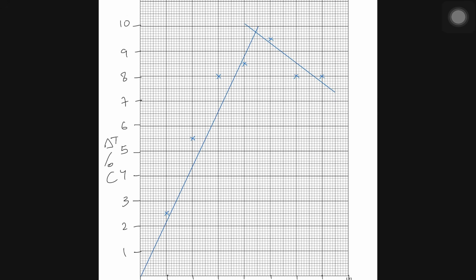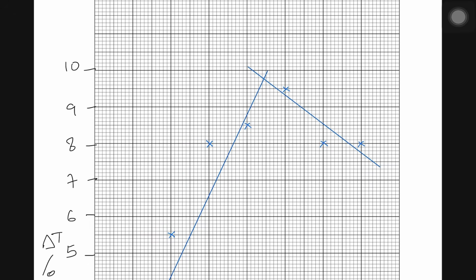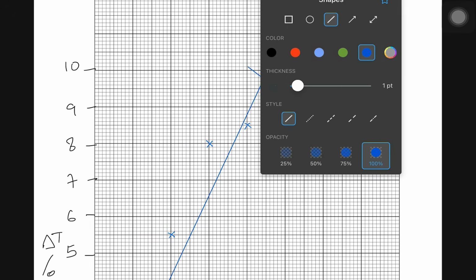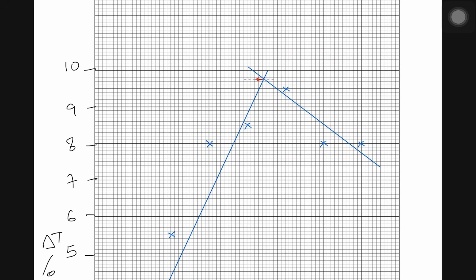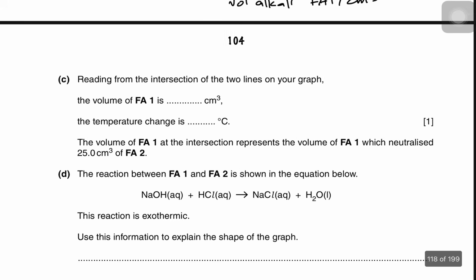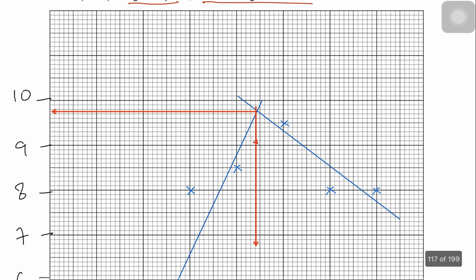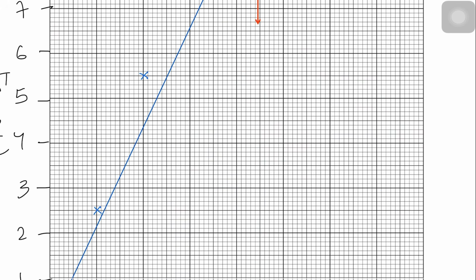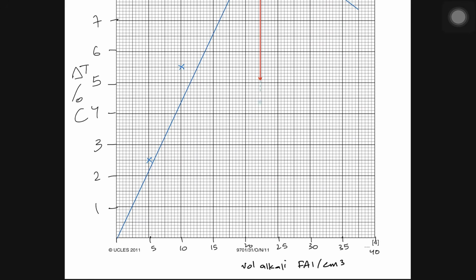So here I can see the maximum temperature change. Let me draw an arrow for you. So maximum temperature change is here, and this represents the volume. Here I can clearly see the volume which drops down. Moving on, the volume of FA1. So this is the point. If I make it a little bigger, this is the point of the volume. If I drop it down, when you'll be doing it on paper, it would be easier for you.